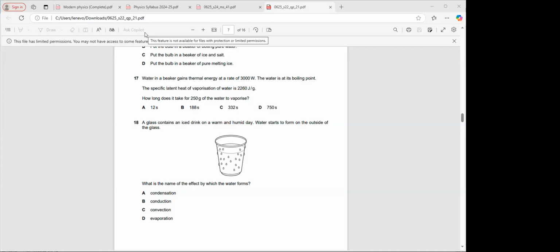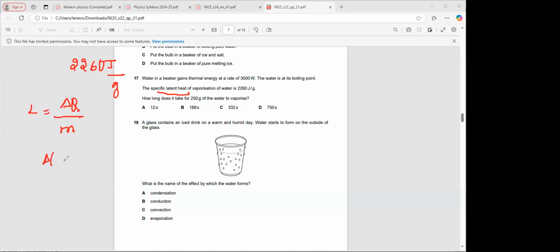Miss, I don't know how to do it. Yes, Anna? I'm not sure on how to do it. How to do, okay, I'll tell you. See, first specific latent heat, do you know? It is given as 2260 joules per gram. Basically, it is the energy divided by the mass. That is the latent heat.